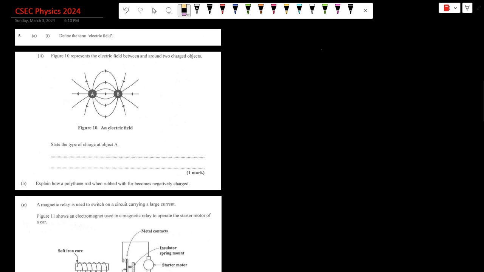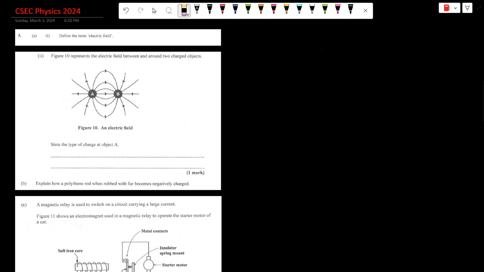We use the direction of the field lines. We know that electric field lines originate on positive charges and terminate on negative charges. The fact that the field lines point from A to B tells us that A must be a positive charge, due to the fact that the field lines originate on charge A and terminate on charge B. Therefore, the charge at A is a positive charge.